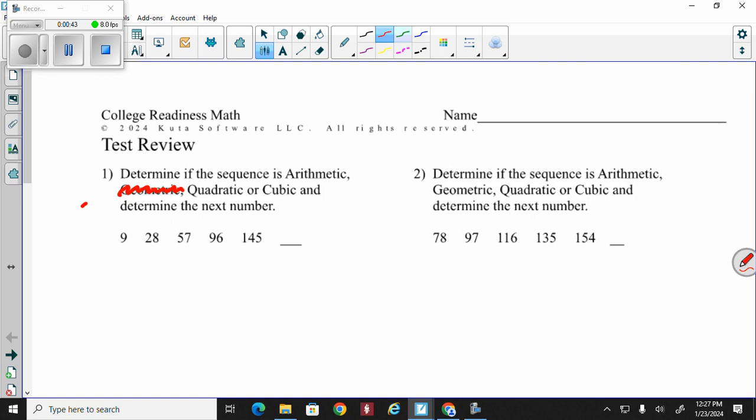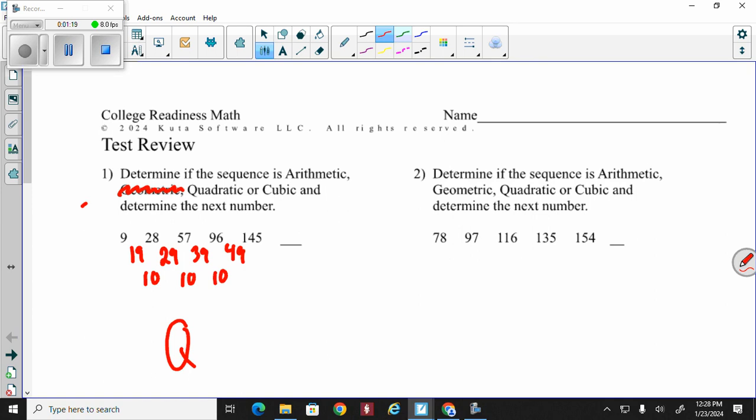So 9 and 28, I believe that's 19. 28 and 57, I want to say 29, but let me check my work real quick. Yep, 29. And then this will be 39, and this, I believe, is 49. Again, I'm looking for a common term, nothing there. I keep subtracting, so 10 and 29, that's 10, 10, 10. Okay, there we go. So I went a second level lower, so it's going to be a quadratic situation.